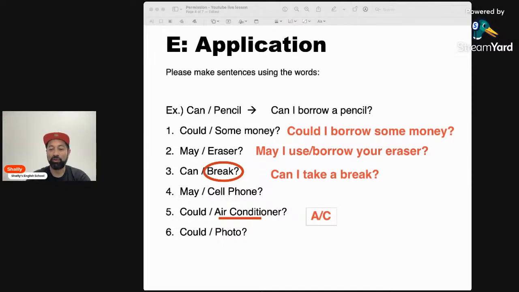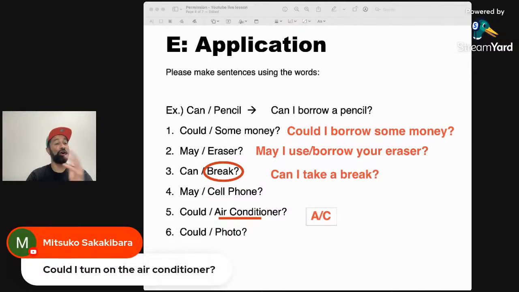Okay, Mitsuko, could I turn on the air conditioner? Very good. Could I turn on the air conditioner? Maybe it's very warm in the room. You want to turn it on. Perfect answer. What about right now? In fact, I just grabbed my AC remote control. It is very cold in this room right now. I put the AC on and the temperature was super, super cold.